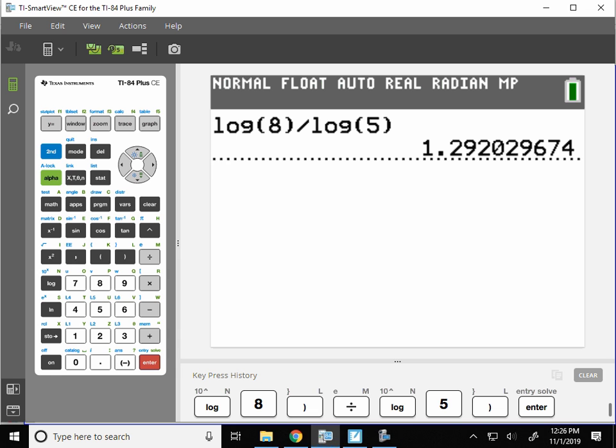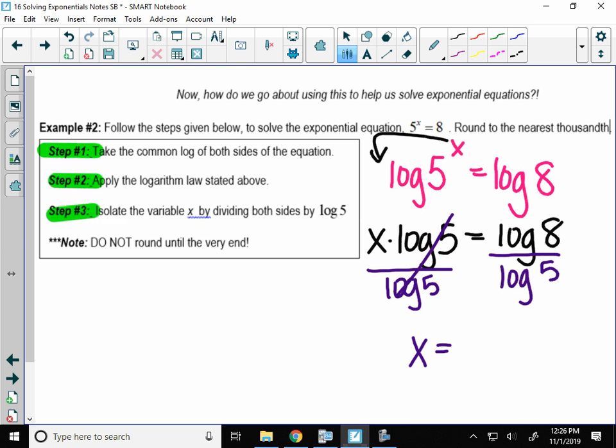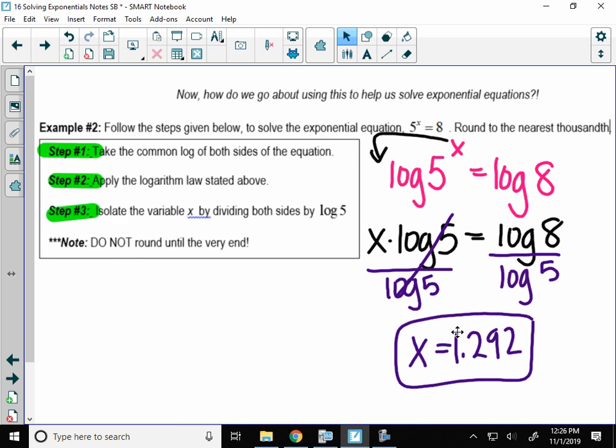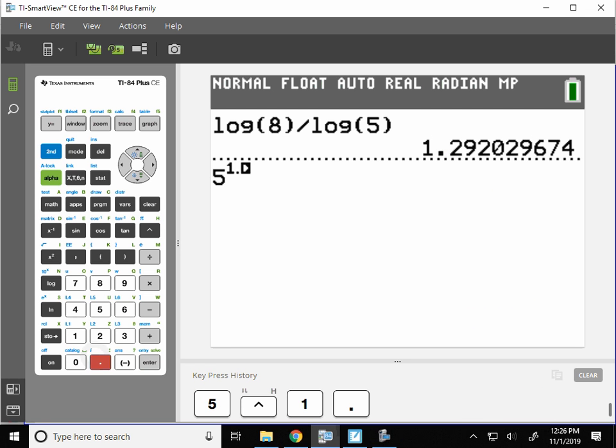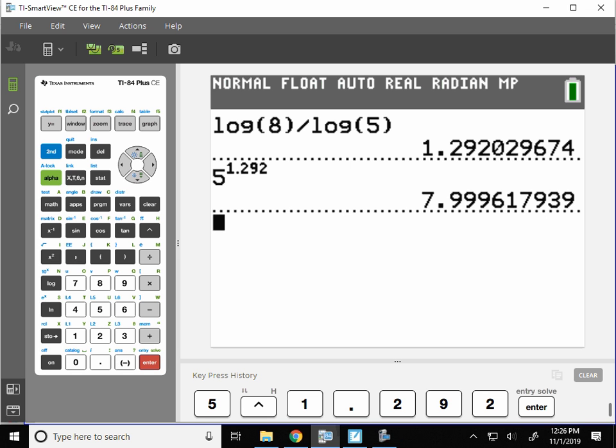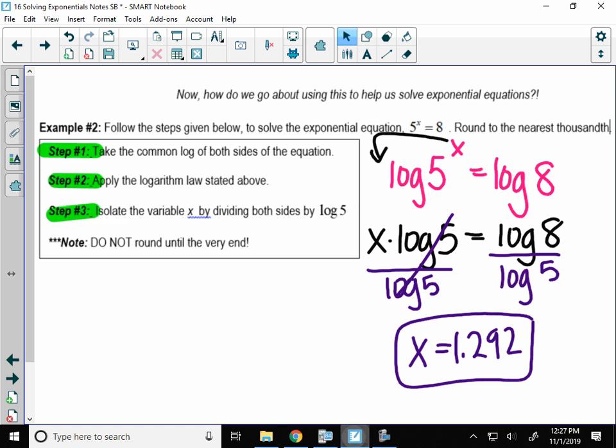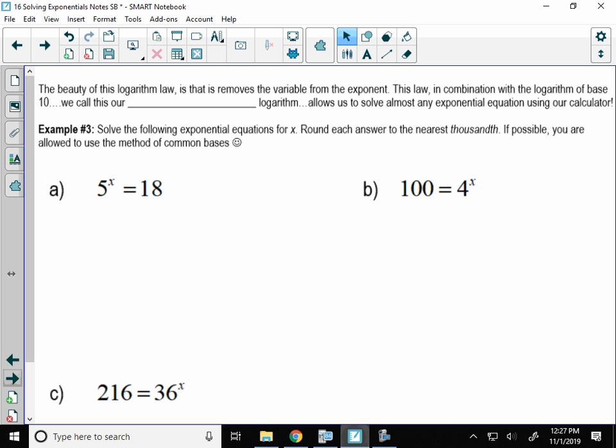Now, typically in this unit, we're going to round things to 3 decimal places, the nearest thousandth, unless it says otherwise. So what's the answer here? 1.292. Good. And what we found here, how could you check your answer if you wanted to? Yeah, you can put that in for x. So if I took 5 to the 1.292 power, it's pretty much 8, right? There you go, you found it. Not hard? All right. They're not going to be too bad today. They will get yucky next week. But today, they're not so bad.